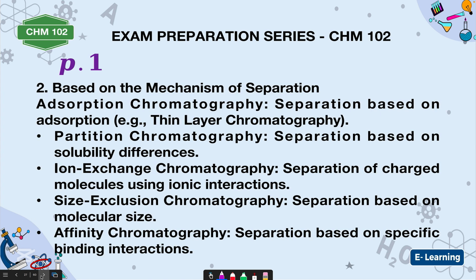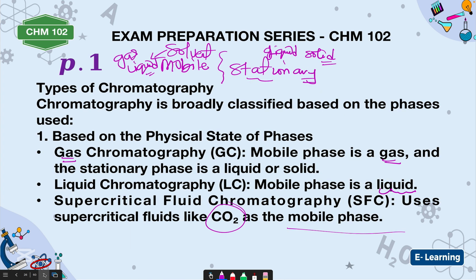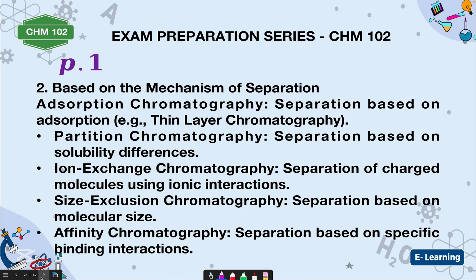Now, another one is based on the mechanism of separation. The first one we said is based on the physical state. Now let us look at the mechanism of separation. Based on the mechanism of separation, we have adsorption chromatography. When you talk about adsorption, something is attached to the surface of another. That kind of chromatography is called adsorption chromatography. An example of adsorption chromatography is thin layer chromatography. That is an adsorption chromatography.